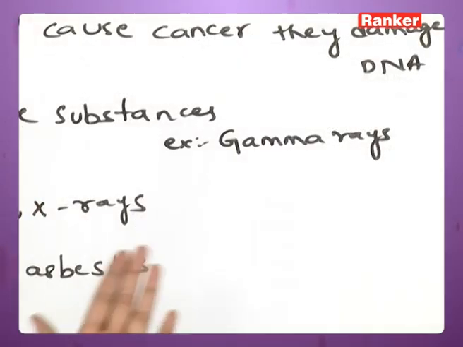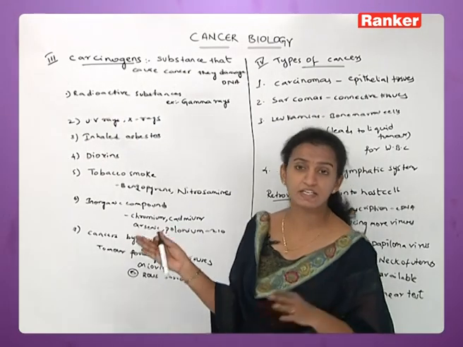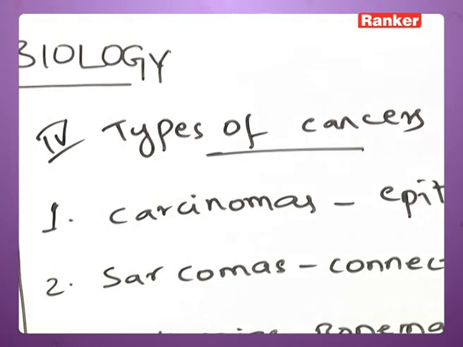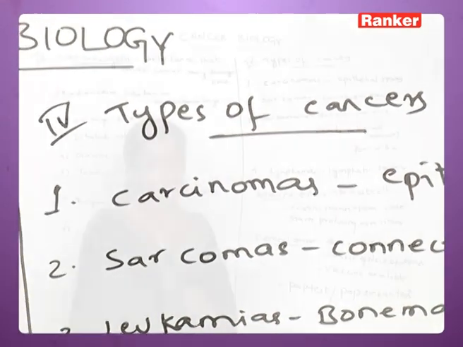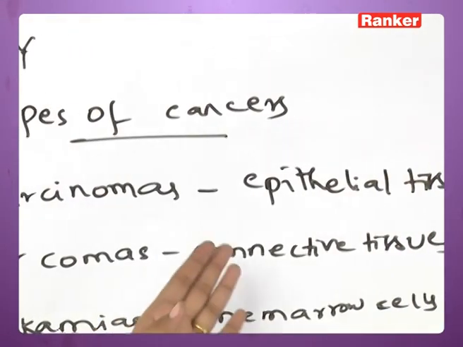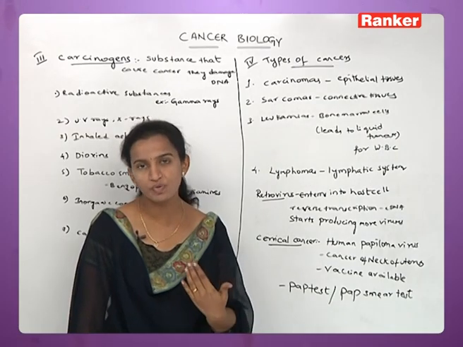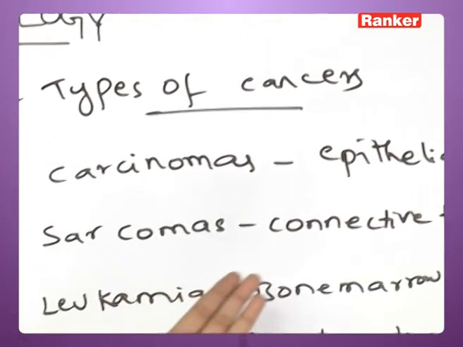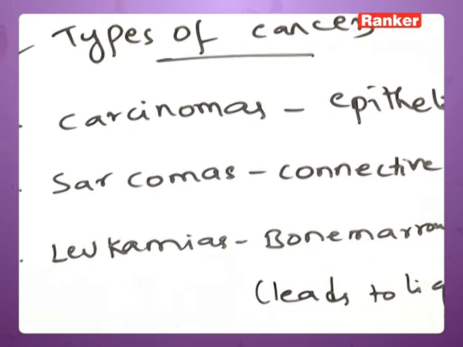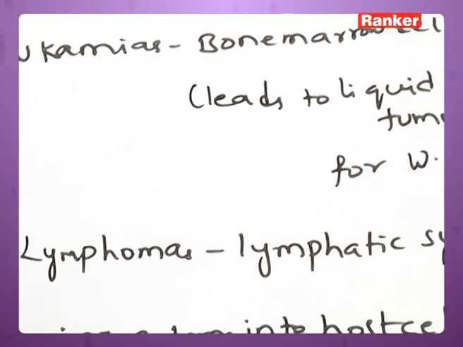Now, coming to the types of cancer, you have seen what causes cancers, and here you can see the types of cancers. You have different sorts of cancers present in your body. Carcinomas form in epithelial tissue, and epithelial tissues are present all over your body. Sarcomas are in connective tissues. Leukemias are of the bone marrow, a liquid tumor which causes WBC cancer, and lymphomas are cancers of the lymphatic system.